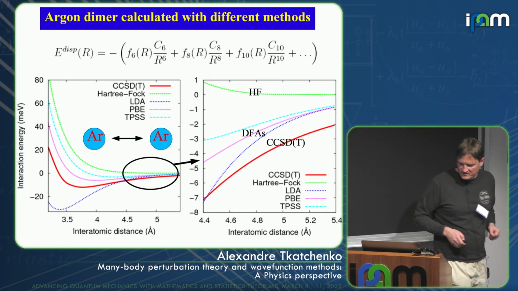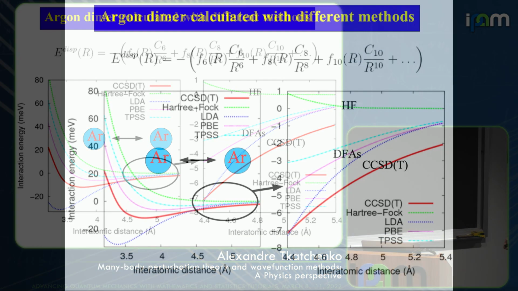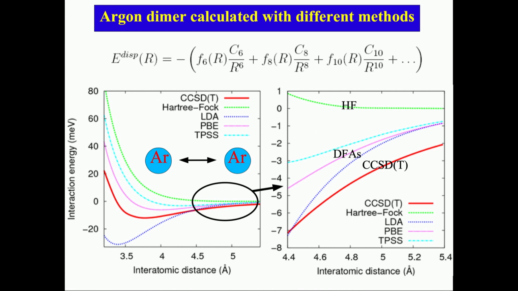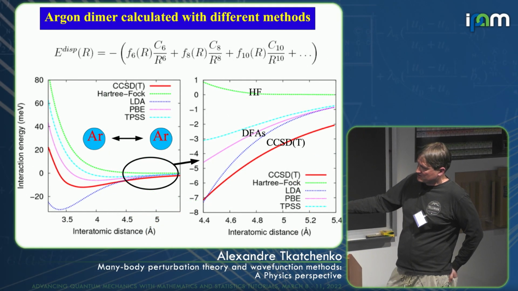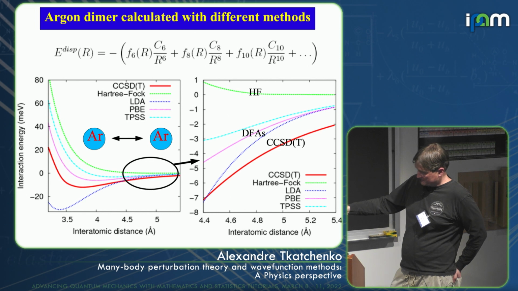This is illustrated on this slide. If we want to study binding between two argon atoms, we know that the long-range van der Waals or dispersion energy has to follow this form. You have the classical C6 over R to the 6 van der Waals term. This is a dipole-dipole interaction, then the dipole-quadrupole interaction, and then higher order terms.